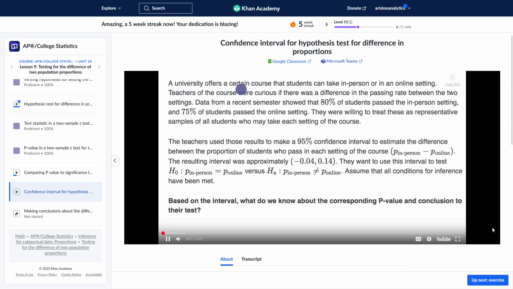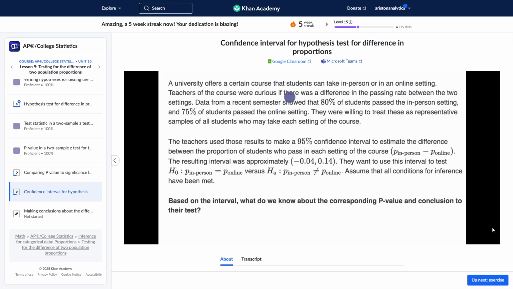A university offers a certain course that students can take in person or in an online setting. Teachers of the course were curious if there was a difference in the passing rate between the two settings. Data from a recent semester show that 80% of students pass the in-person setting and 75% of students pass the online setting. They were willing to treat these as representative samples of all students who may take each setting of the course. The teachers use those results to make a 95% confidence interval to estimate the difference between the proportion of students who pass in each setting of the course.